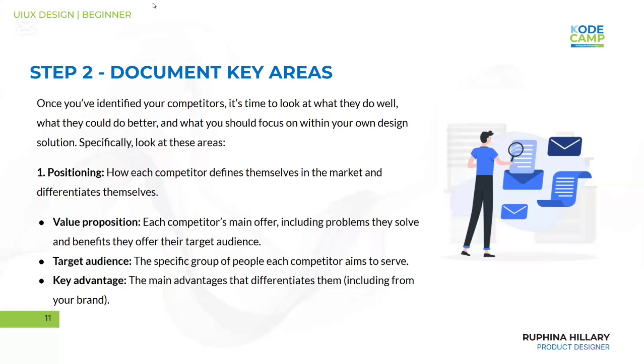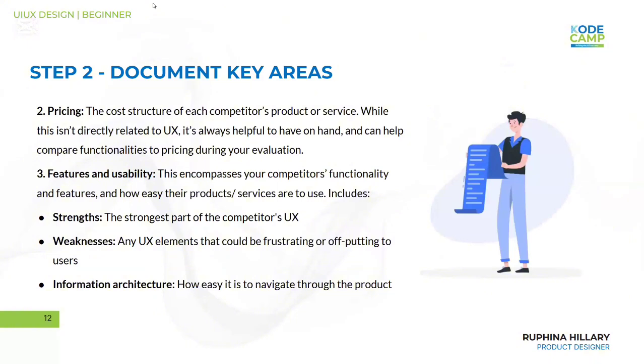Apart from positioning, you have their pricing. What is the cost structure of each competitor's product or services? While this is not directly related to UX, it always helps and can help analytics to price and do your evaluation. For people that use Spotify or YouTube Music or Apple Music, they have different pricings, and sometimes pricing is enough to steer you in one direction or to help you make your decision. You might choose to go for the cheaper one. You might choose to go for the more cost effective one.